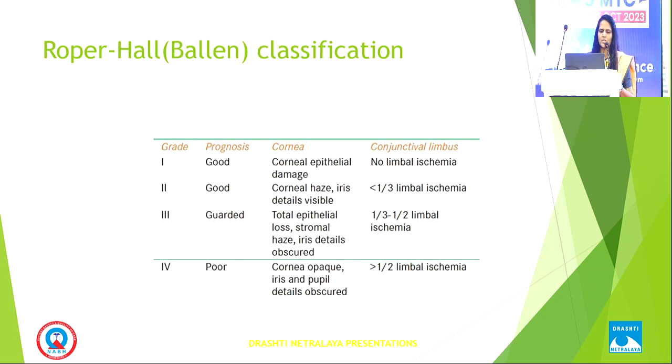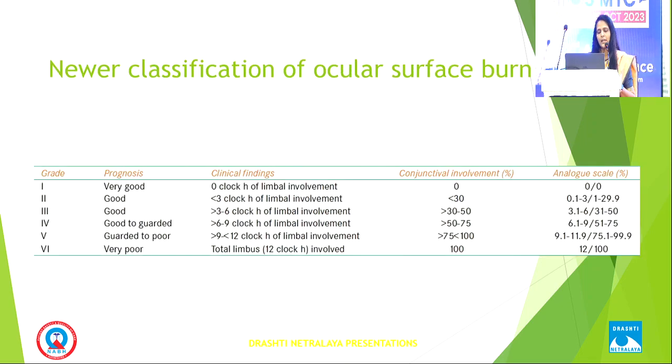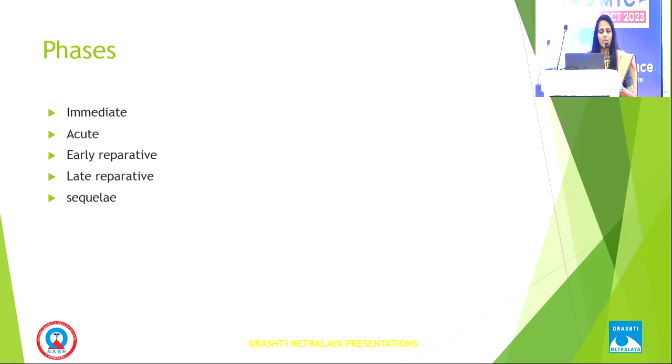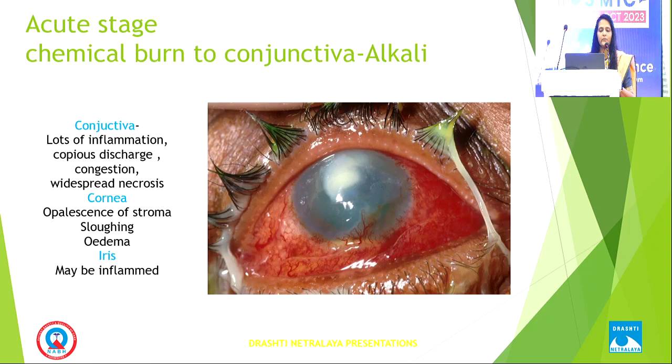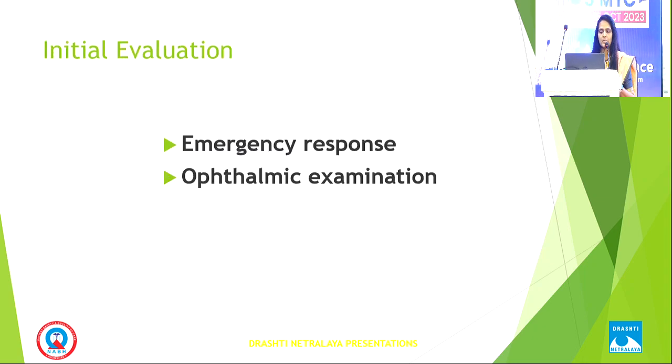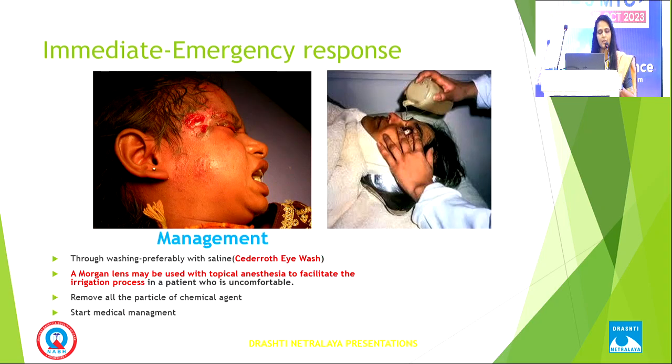There are lots of classifications, Hughes and Roper-Hall classification, and nowadays newer classifications which involve the conjunctival involvement also. When we are talking about the management, you have to take care of all the phases: immediate phase, acute phase, early reparative, late reparative, and sequelae. Whenever there is a conjunctival burn, lots of inflammation and copious discharge will be there. Congestion and widespread necrosis of the cornea can also be seen.